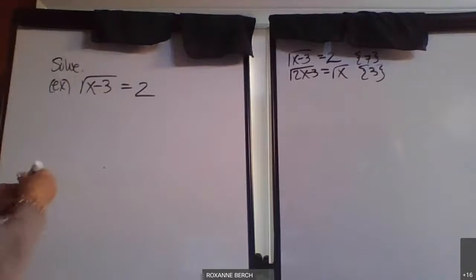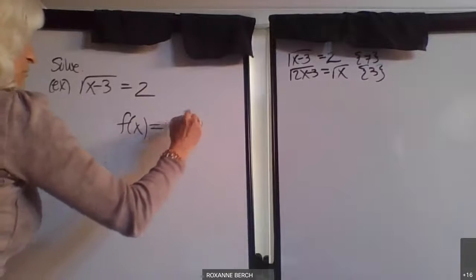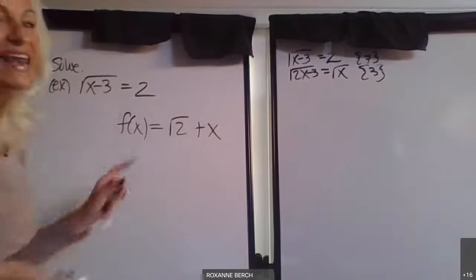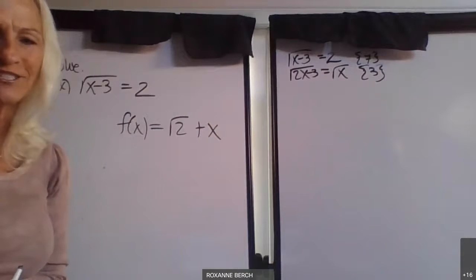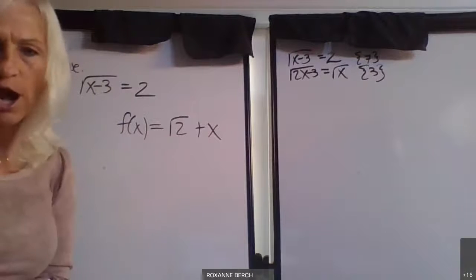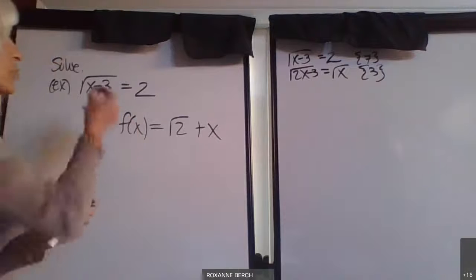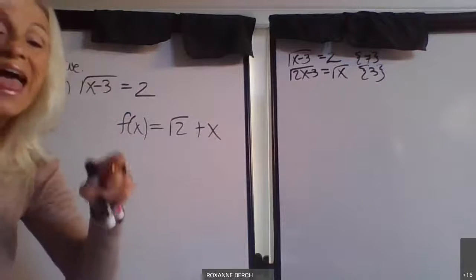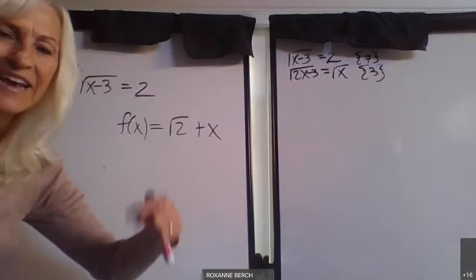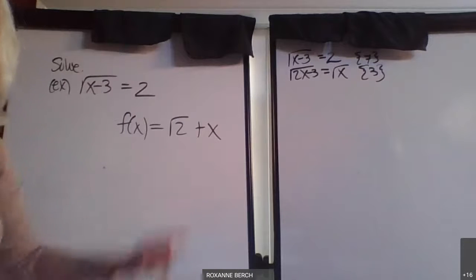So let's say, watch this, don't write this down, just look. Let's say you had f of x is equal to square root of 2 plus x. That is not a radical equation. This is linear. So it's a radical equation because the x is inside the radical. That's what makes it a radical equation. This right here is linear.